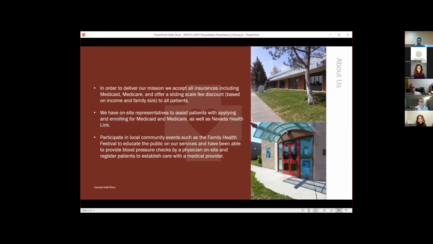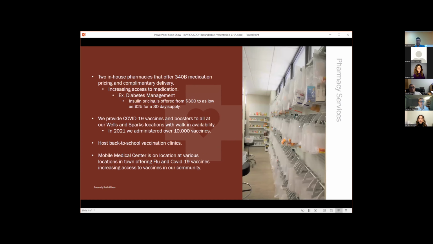As well as providing this care, we also participate in local community events such as the Family Health Festival to educate the public on the services we have available. We have also been able to get primary care physicians out doing blood pressure checks, and we're able to register patients with a medical provider at those events so that we can get them into our health centers.